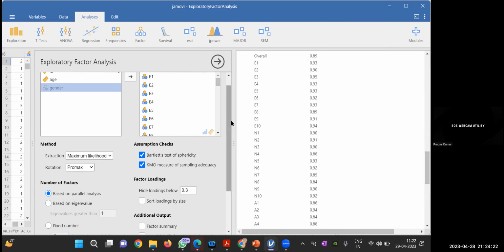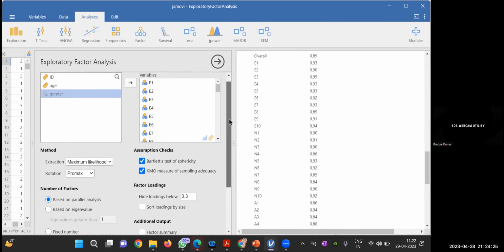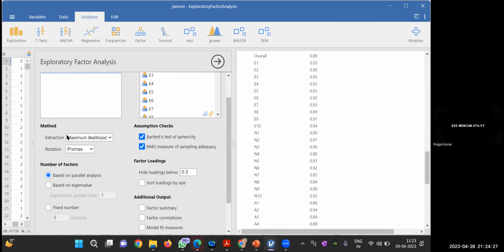Yes. Now coming to this, I have checked the assumption. So you can see here extraction. Now you can see the rotation. Rotation, we talked about 2 methods. 90 degree, which is the orthogonal. Orthogonal has 3 types: varimax, quartimax, and simplimax. And oblique rotation has promax and oblimin. Okay. So generally we apply oblimin.